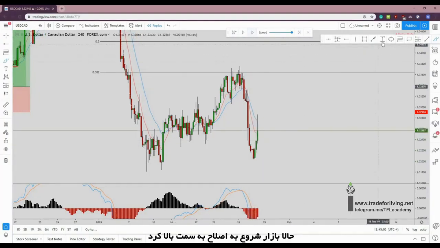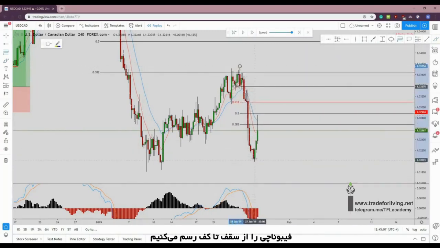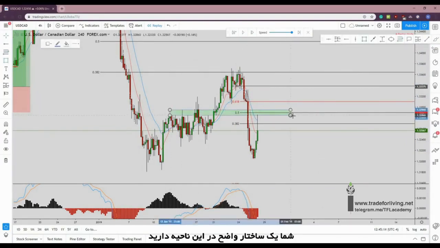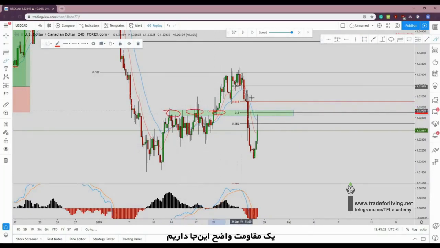So the market has clearly started a retracement to the downside. We can take our Fibonacci from the high to the low, and you can immediately recognize something. You have clear structure around this area. As you can see, just simply looking left, you have clear resistance here. The market again comes from below, and you expect to have strong resistance here.